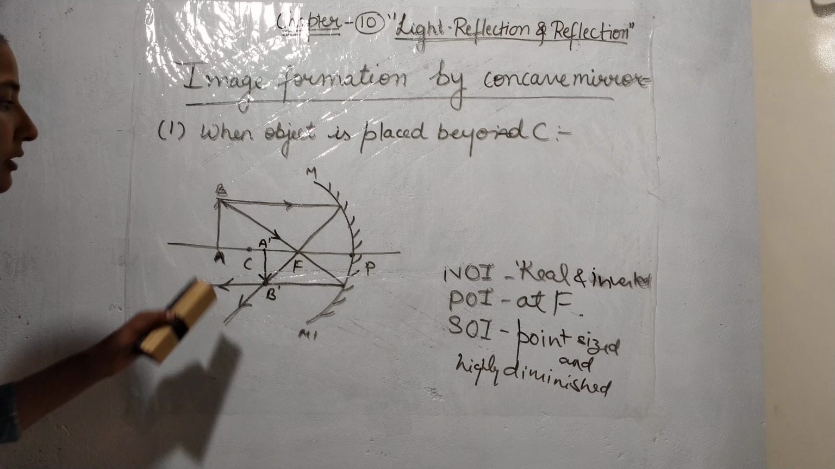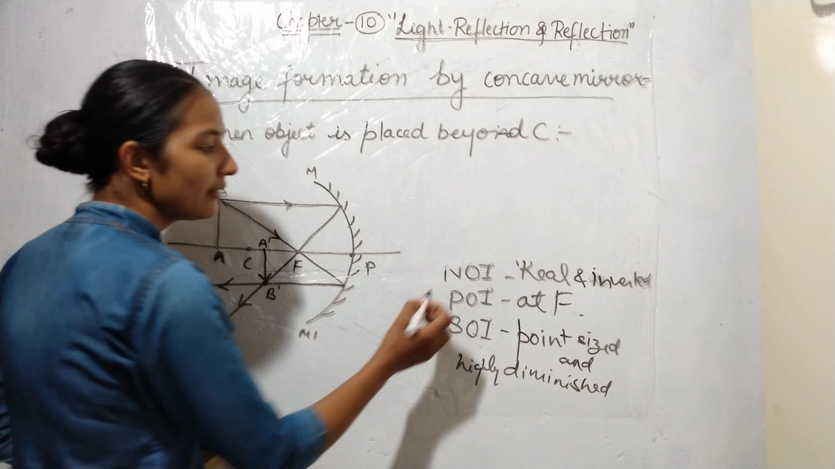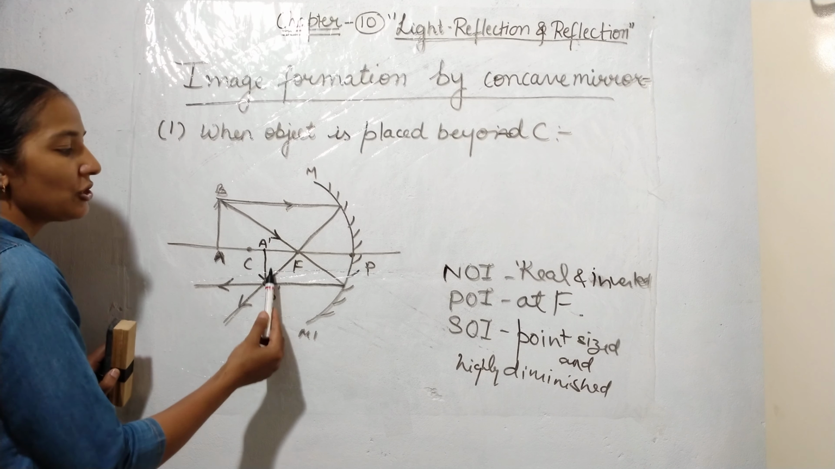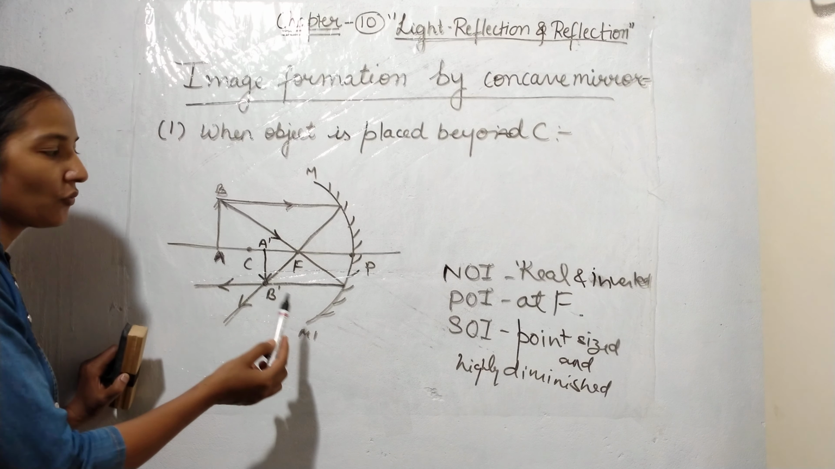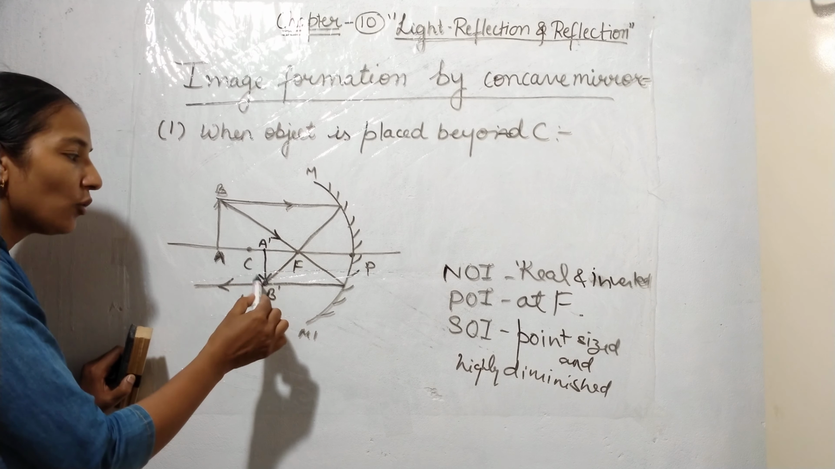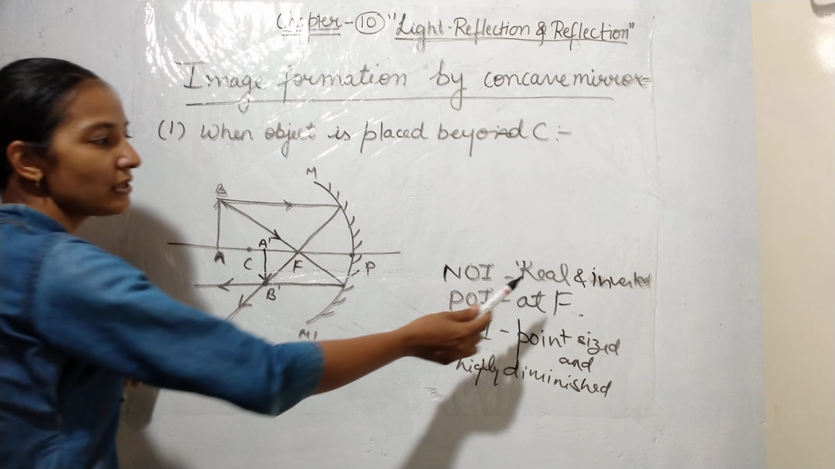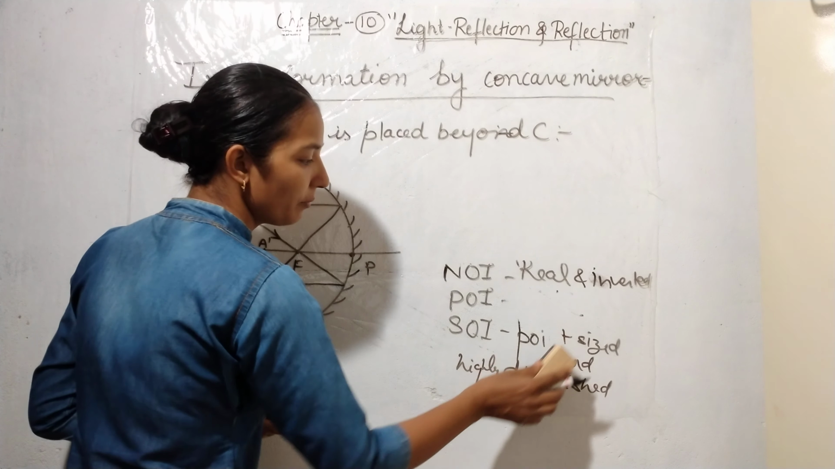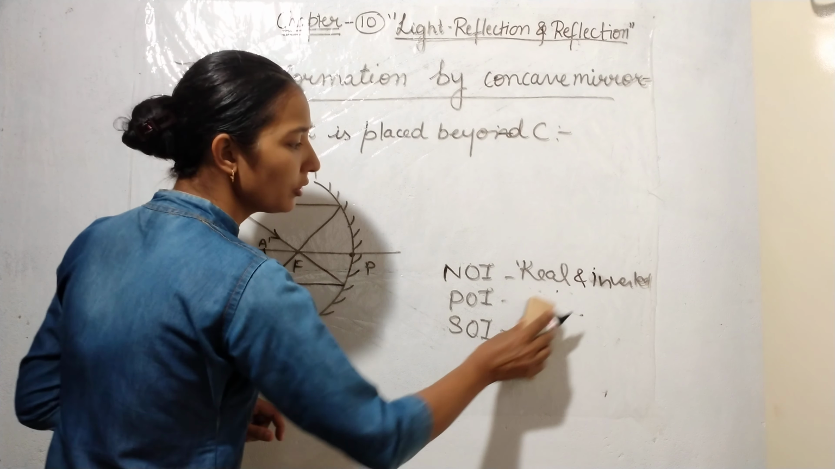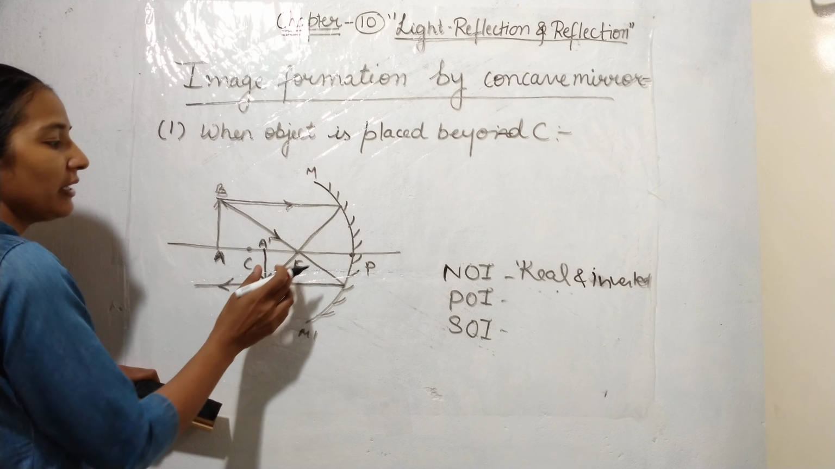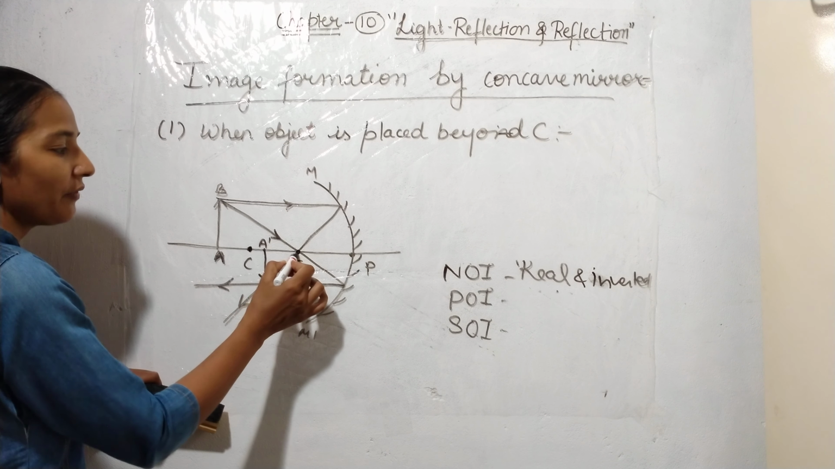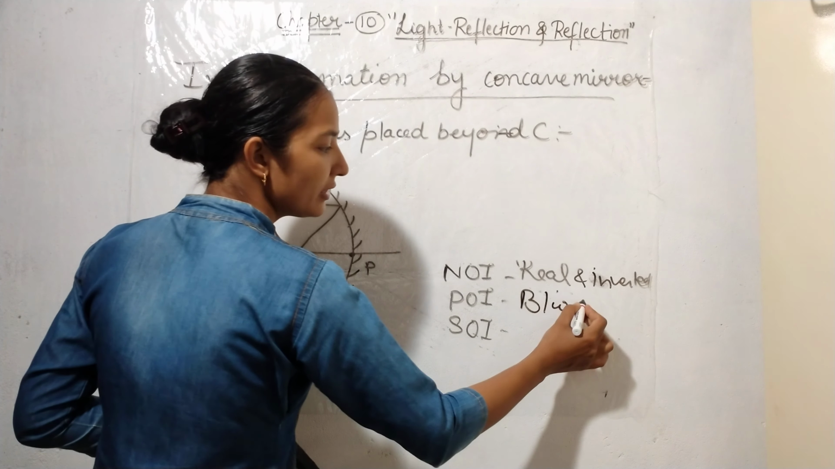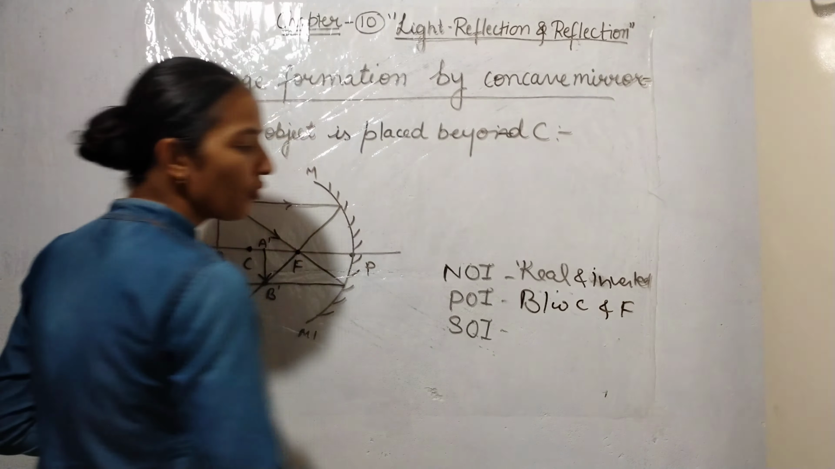So this is the image which is formed like this, and in this way we can write about the nature of image. The nature of image is real because it is formed on the screen, and it is formed below the principal axis. That's why it is real and inverted. And what is the position of image? The image is formed between center of curvature and focus.